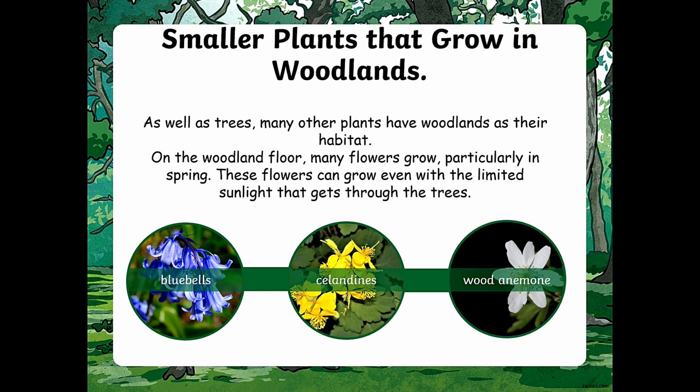We find bluebells, and those seeds burst in that burst dispersal. We have celandines. These seeds get picked up by animals and insects. And finally, we have the beautiful wood anemone. These are beautiful flowers, and also their seeds are taken by animals and insects.